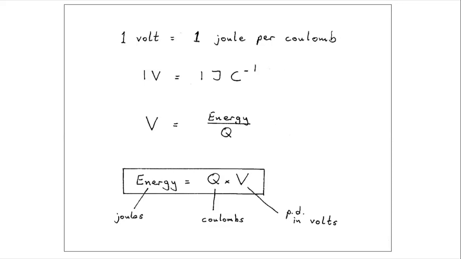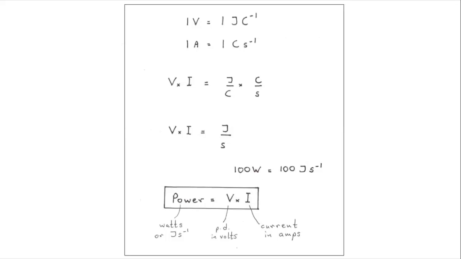Okay, we've got that. Let's put some symbols in. V equals energy. I've just used the term energy. I could have used something like delta E. V equals energy over Q. Q, remember, is the symbol that we use for charge. So rearranging that, energy equals Q times V. Also another very useful equation. So we've established 1 volt is 1 joule per coulomb, 1 amp is 1 coulomb per second.